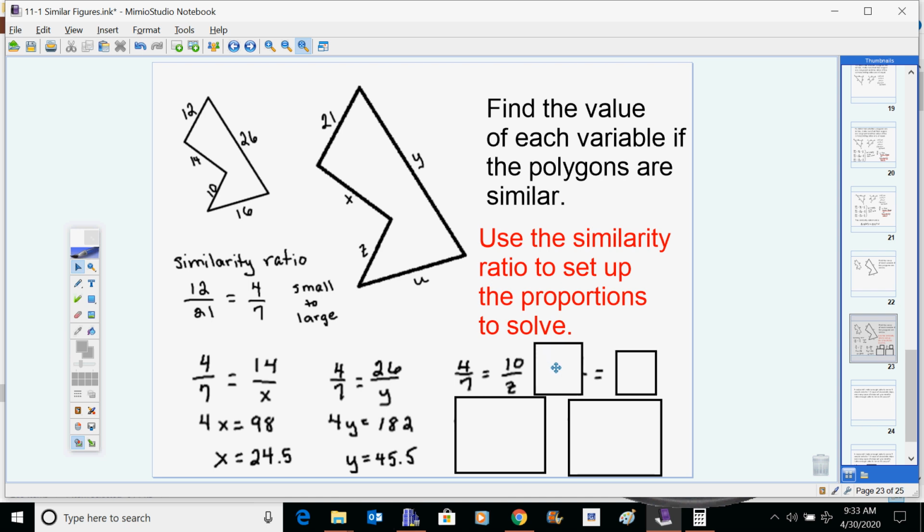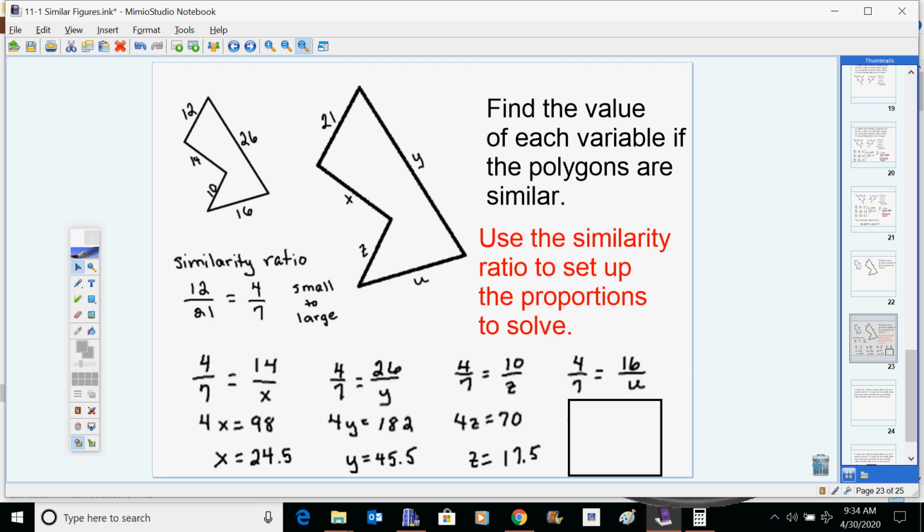Let's think about z. 10 and z are the ones in the same place. 10 goes with z like 4 goes with 7. 4 goes with 7 like 10 goes with z. Cross multiply. 4z equals 70. Divide. 4 goes with 7. Last one, like 16 goes with u. Cross multiply.